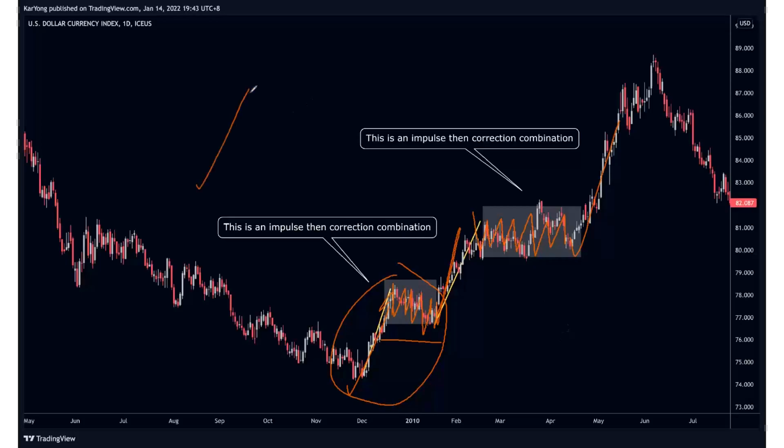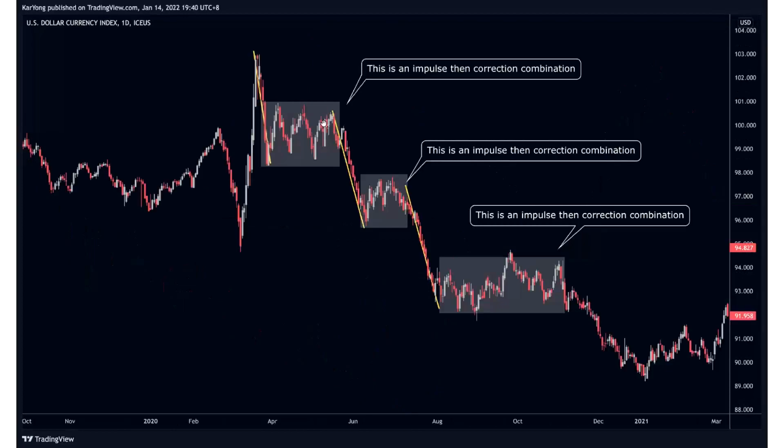Whenever you see an impulse and then a correction, there's a good possibility the market will likely continue up. If you see a down move followed by a correction, then there's a very good possibility the market will continue down. That's the pattern you want to be familiar with. In the opposite direction, you can see many examples in a simple chart: impulse, correction, impulse, impulse, correction, impulse.